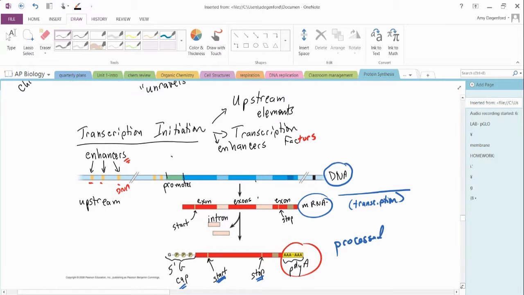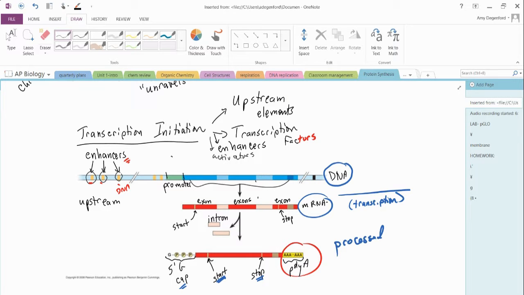In transcription initiation, we have these upstream elements. So here's our gene that we want to transcribe. And upstream, we have our enhancer regions. These are DNA sequences that will attract activators. And these activators, I know it just keeps going and going, right? These activators are specific transcription factors and other proteins that will bind to those enhancers. We're going to look at what happens.